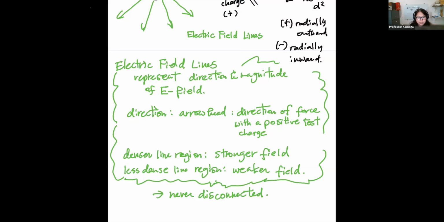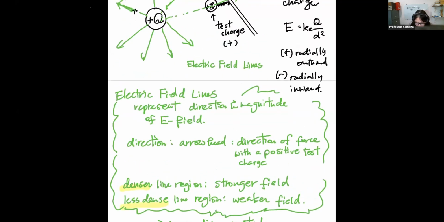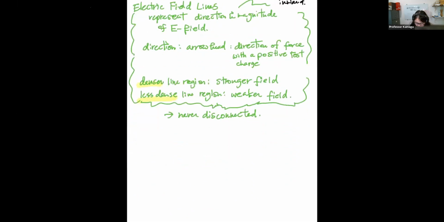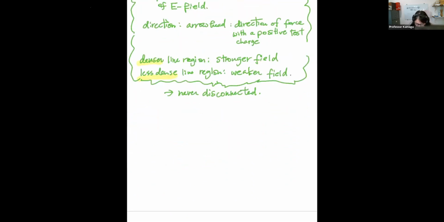So instead we represent it with the density. How dense? Less dense. So here we have a positive Q. This is the big Q, right? And if I bring the little test charge here, it's going to be in this direction. So all these electric field lines are coming out radially outward from this big Q.